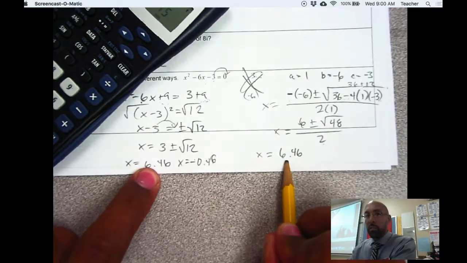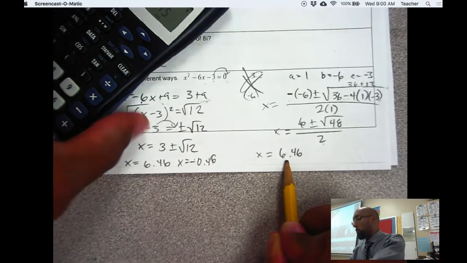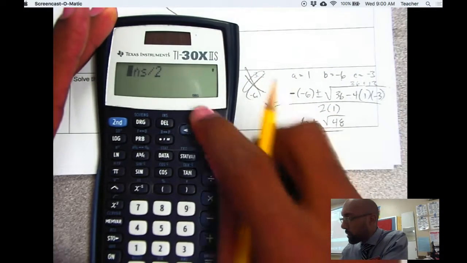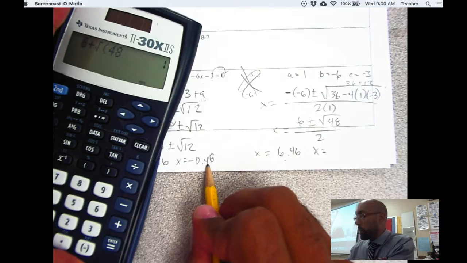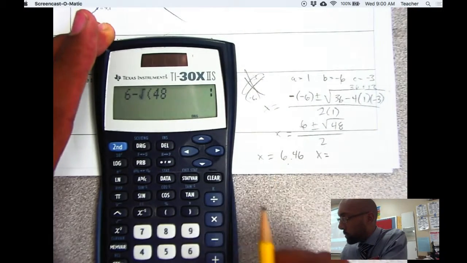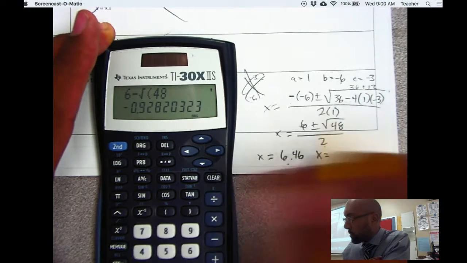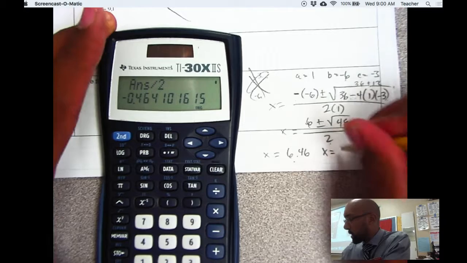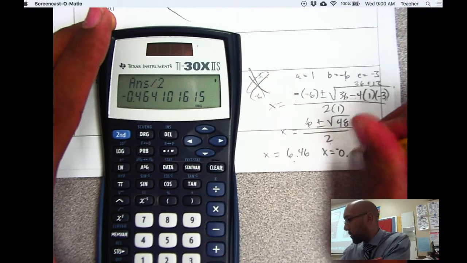And again, should these be different? No, I should get the same solution if I'm doing the same problem, just two different ways. Now I could just write this out and put that same solution, but let's go ahead and work it out just to make sure that I was right the first time. So minus square root of 48 this time, and then divide by 2, same answer. And don't forget the negative. Okay, that's it.